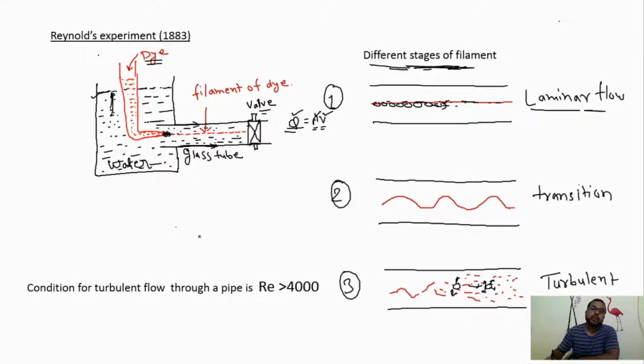One thing he found is that if the Reynolds number is more than 4000, then the flow inside a pipe is turbulent flow. We already know the Reynolds number is rho v d by mu, where rho and mu are properties of the fluid. Rho is the density of the fluid, and mu is the dynamic viscosity of the fluid. D is the diameter of the pipe, and v is the velocity. Whenever we increase the velocity, the Reynolds number also increases. So he found by experiment that a Reynolds number greater than 4000 is for turbulent flow.